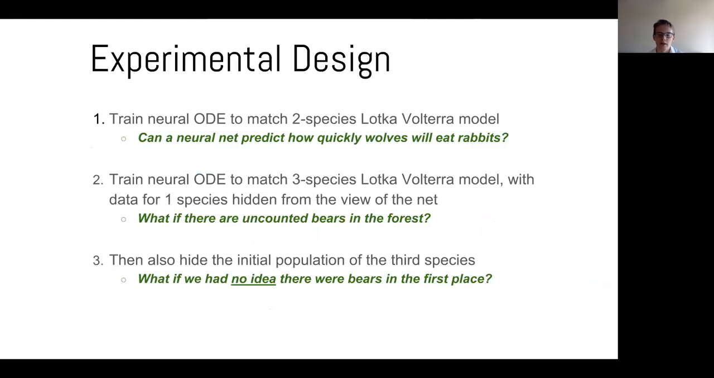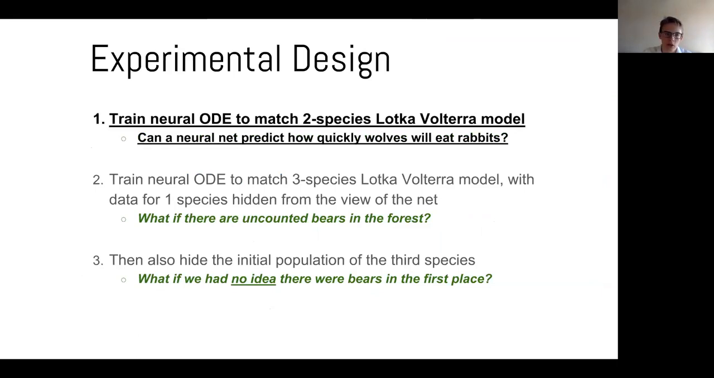So I did this in stages of ascending complexity to see where a neural ODE, if at all, would stop working. The first is the most simple. Can a neural ODE match a 2-species Lotka-Volterra model, that is, wolves and rabbit population in a forest?